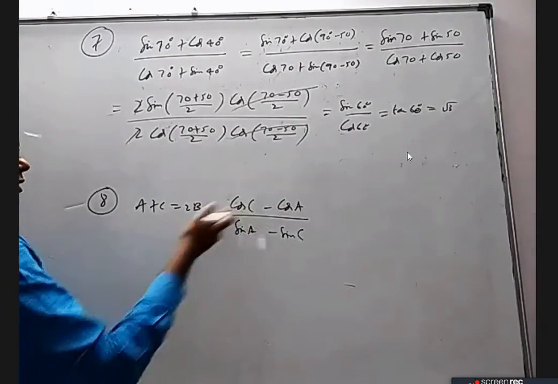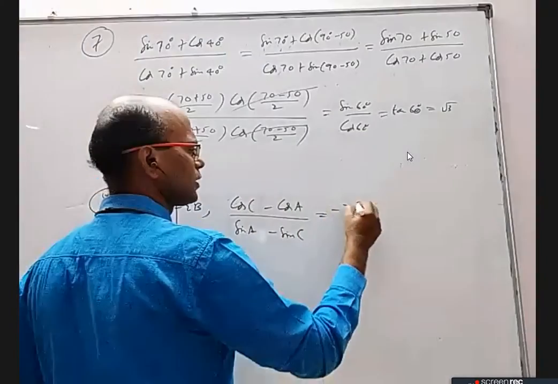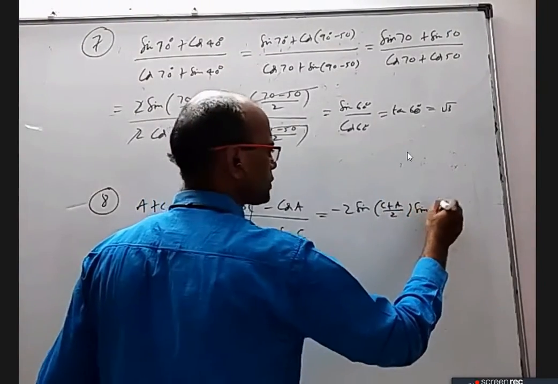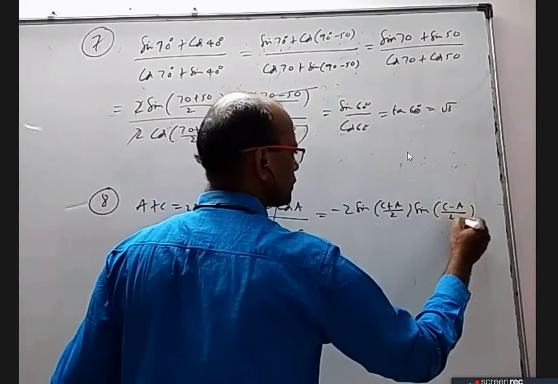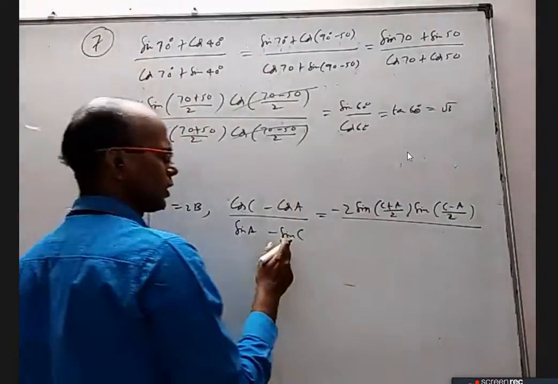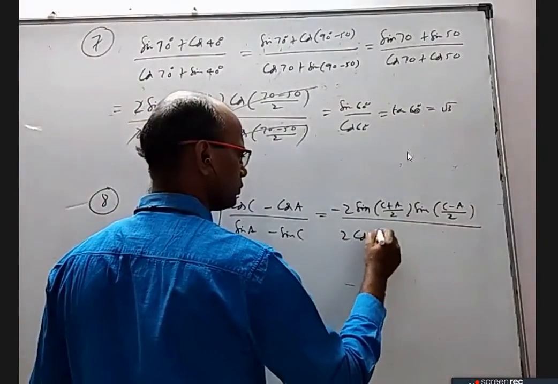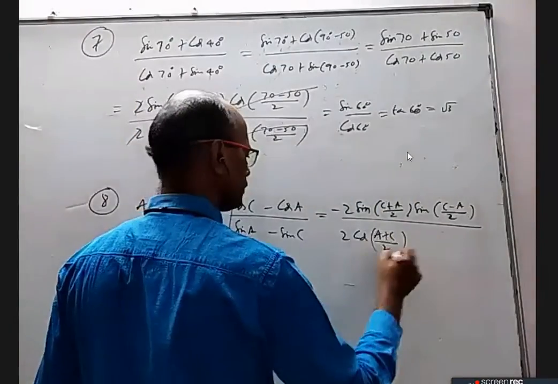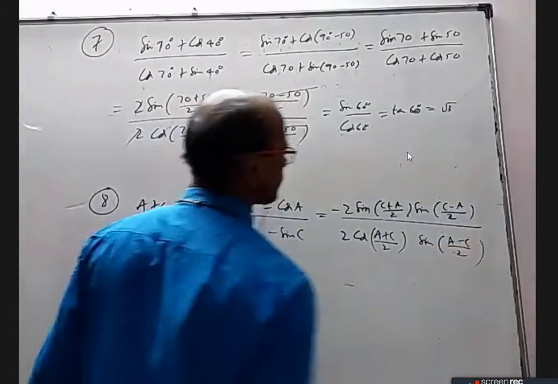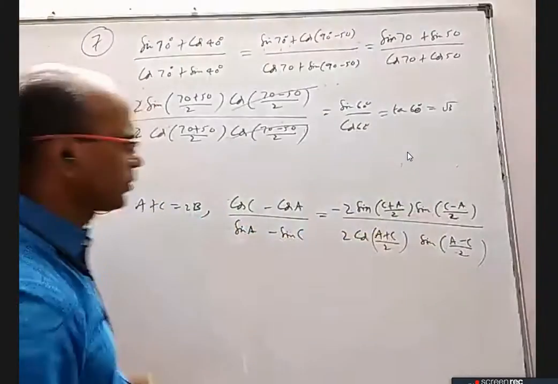Okay, coming to this, just apply transformations, maybe use this. Cos C minus cos A is minus 2 sin (C plus A) by 2 into sin (C minus A) by 2. This is sin A minus sin C, 2 cos (A plus C) by 2 into sin (A minus C) by 2. I can give this minus to this and convert C minus A to A minus C.